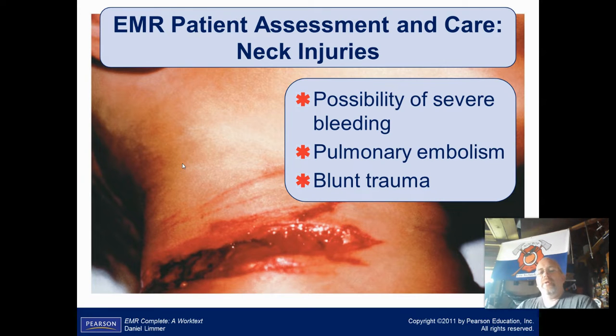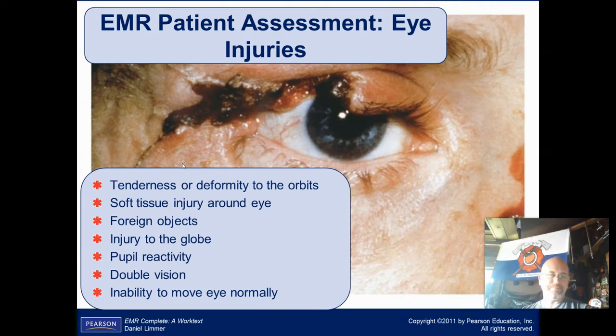Neck injuries: possibility of severe bleeding, pulmonary embolus, and blunt trauma. We want to make sure that we control these bleeds the best we can, and this is going to be simply direct pressure to control this the best we can, trying to keep any air from getting into it.